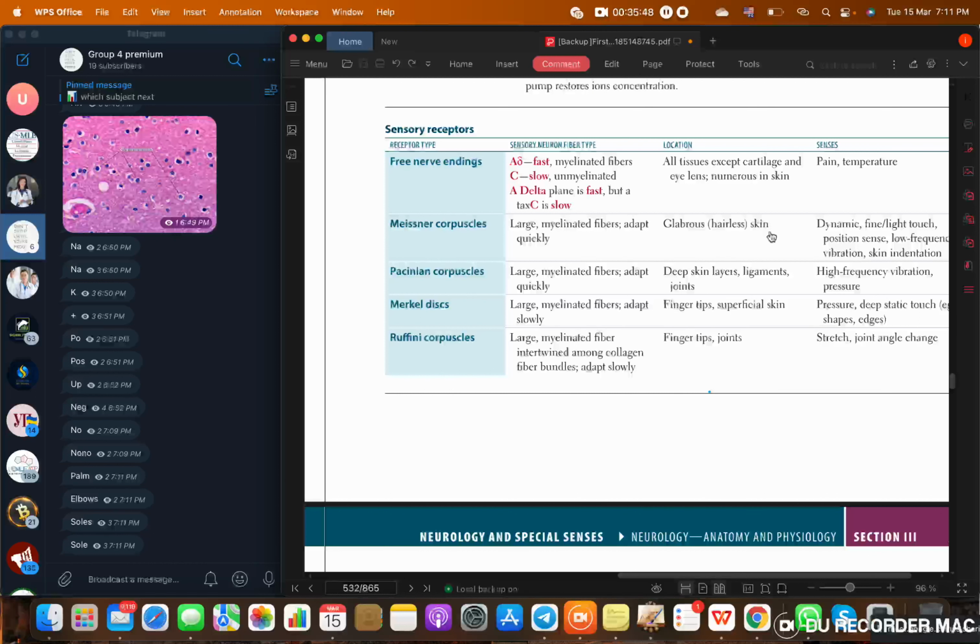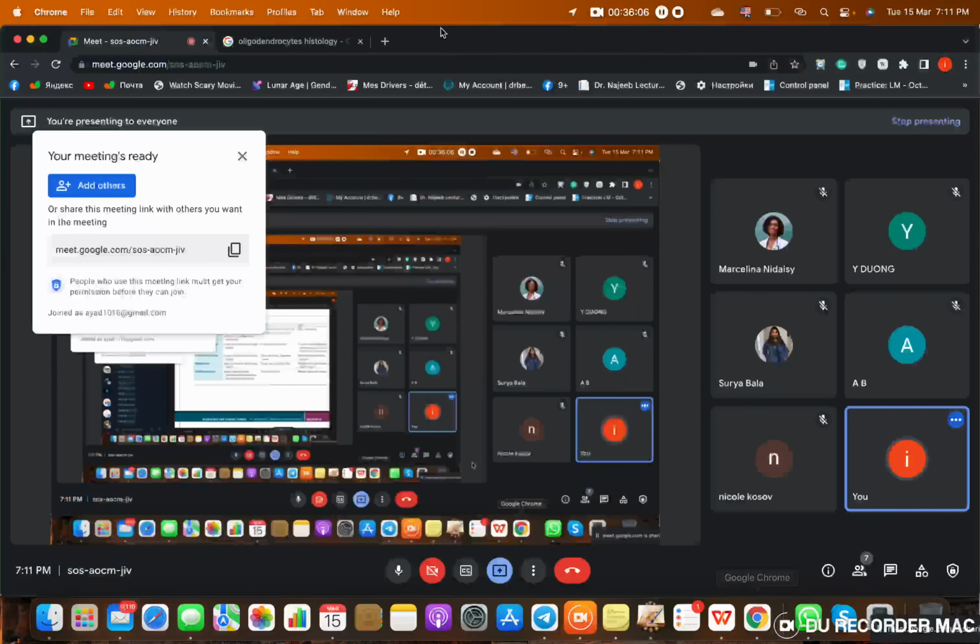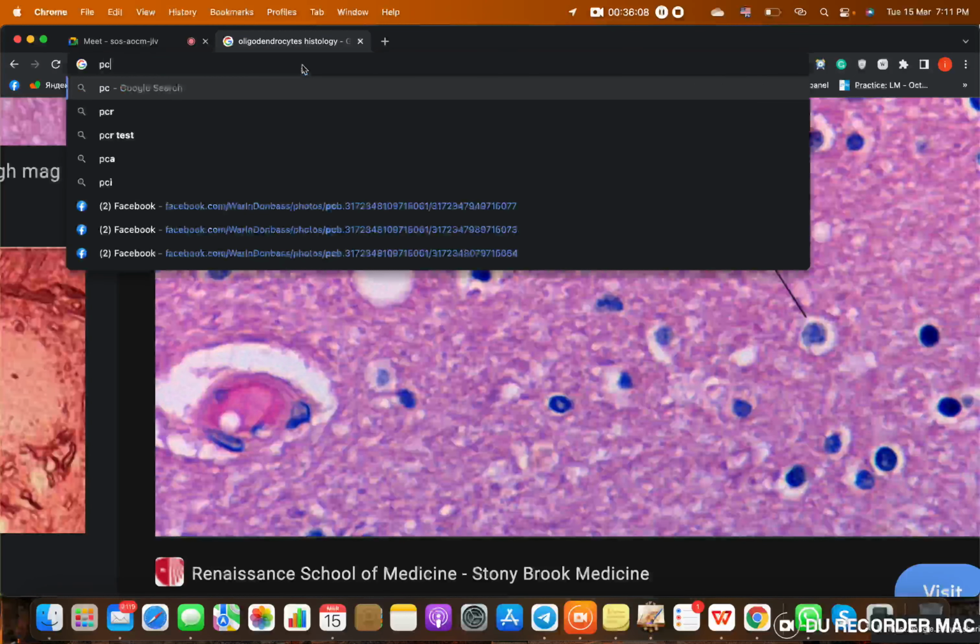However, all of these different types of sensory receptor, I will show you them. You don't have to know how they look like, except one, which is the Pacinian corpuscles. They actually require from you to know the histology of the Pacinian corpuscles and how to identify it. So let's take a look at it.